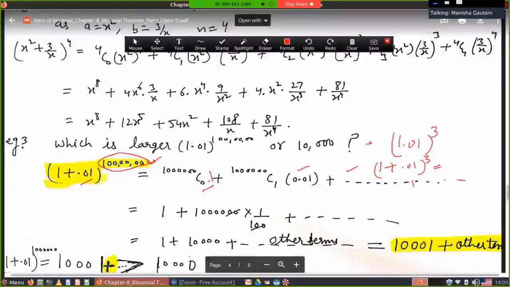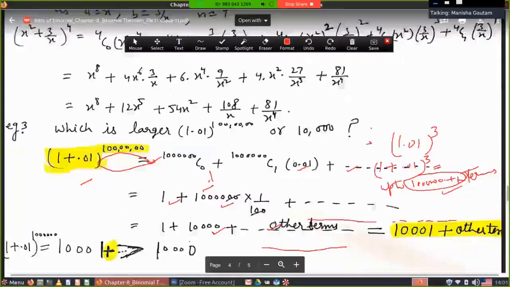10 lakh plus 1 terms. If you simplify it, what are you getting? In the first case, NC0 is 1. Here, NC1 is n. Put the value of n here and simplify it. 1 upon 100, cancel it. You are getting 10,000. And other terms are also with it, up to the 10 lakh plus 1 terms.